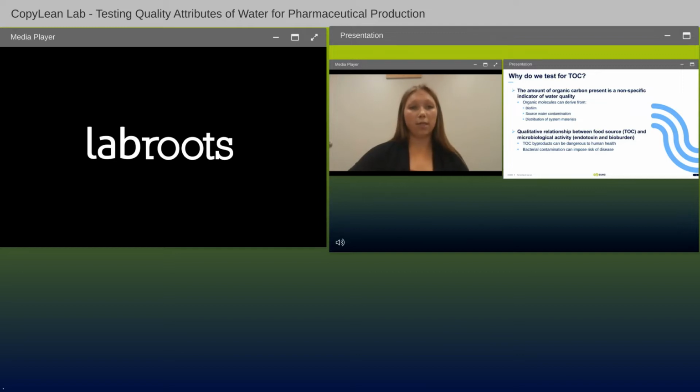Between TOC byproducts that can impose danger to human health and heightened bacterial contamination that can pose the risk of disease, TOC became a mandated quality attribute. Now that we better understand what conductivity and TOC are and why we test for these attributes, Hayden, could you explain a little bit more about endotoxin?